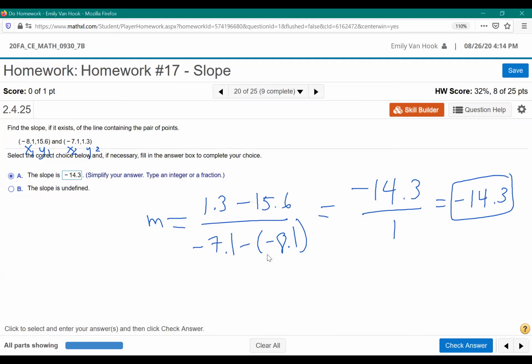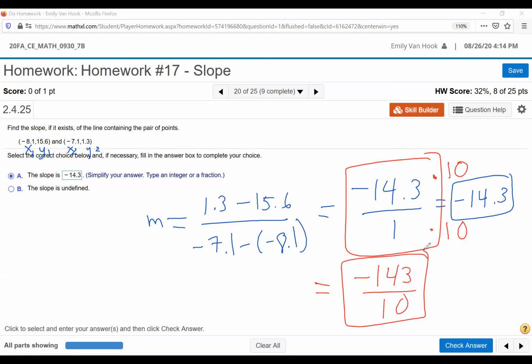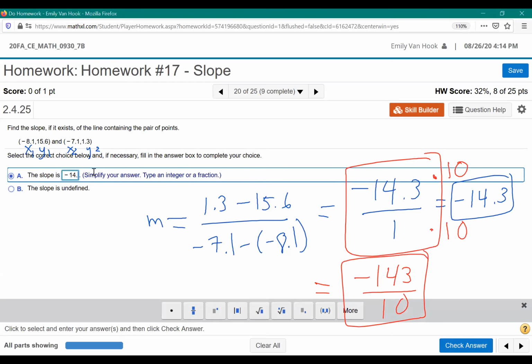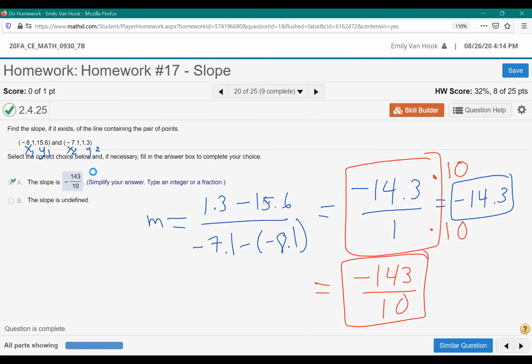Okay, so here's what you can do, a little trick. We want this to not be a decimal, so what we really want is to move the decimal over. So I'm going to go back over to the previous step when we were over 1. When we move decimals over, it's really like we're multiplying by 10. So if you just multiply by 10 over 10, we end up getting negative 143 over 10. And that's, I think, going to be our accepted answer because it's a fraction rather than a decimal. Yeah, okay. A little tricky, that one.